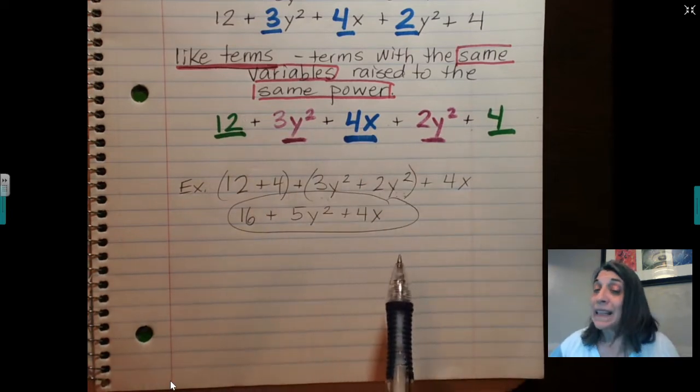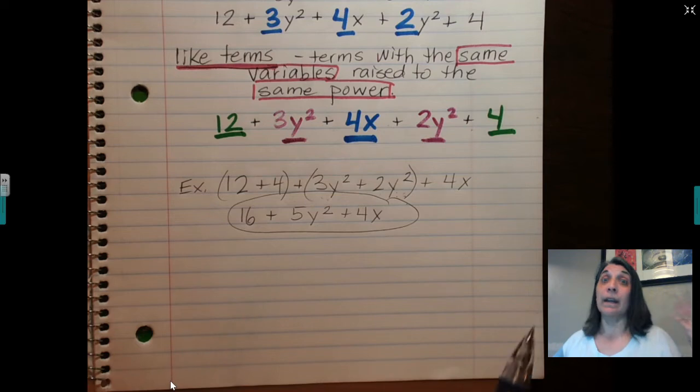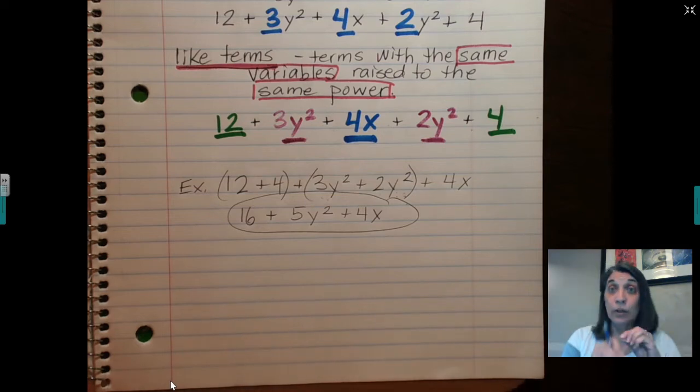I can't do anything else to it until somebody says, well, what if x is 2 and y is 3? Then I could insert those numbers like you were doing a couple of weeks ago when solving. Okay, so that is how you can take that.